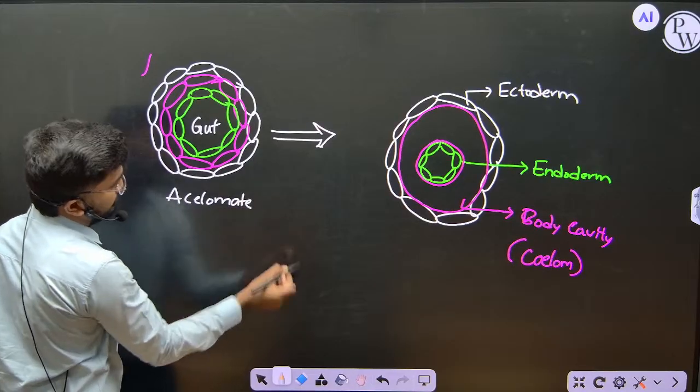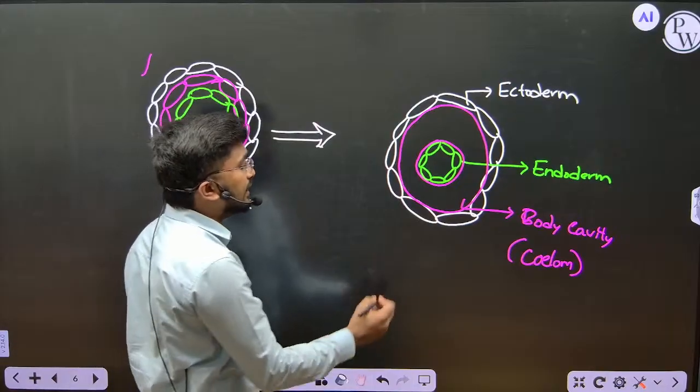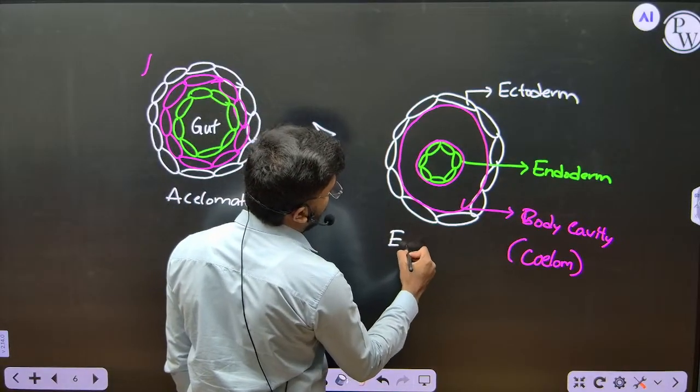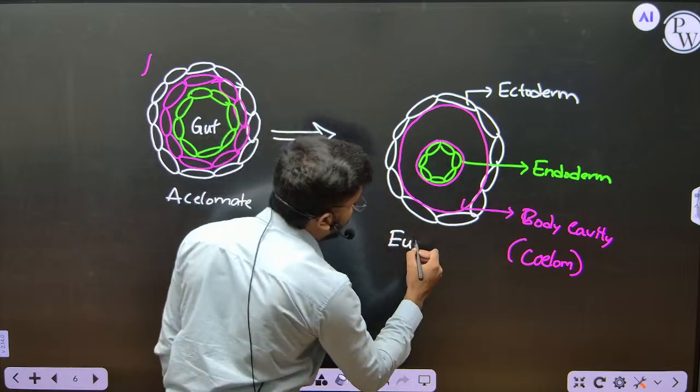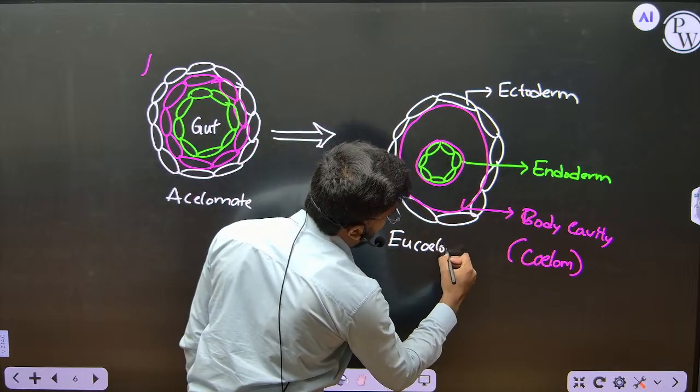This is the diagram representing eucoelomates. Eu means true. You can see a true body cavity is present. Eucoelomates.